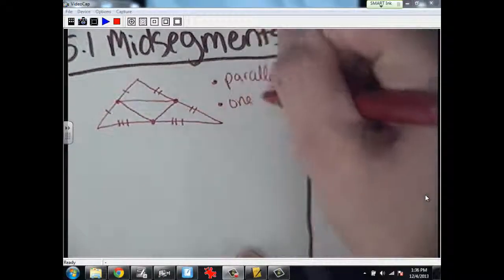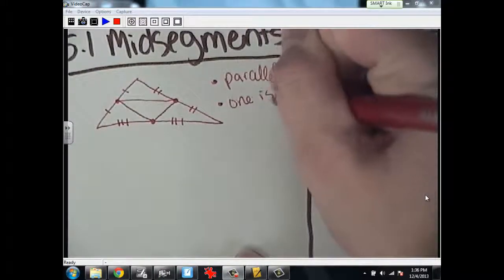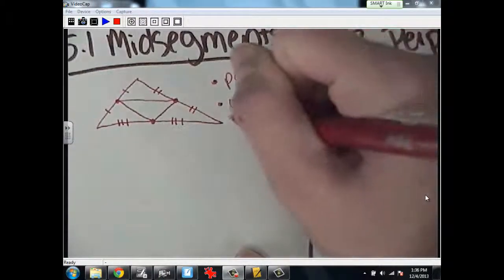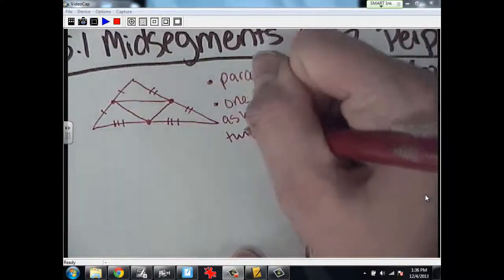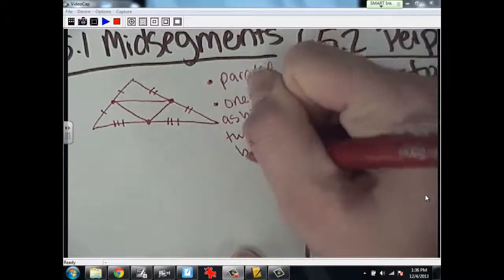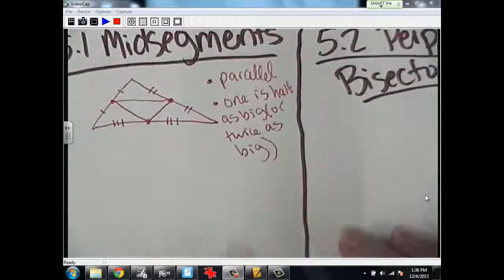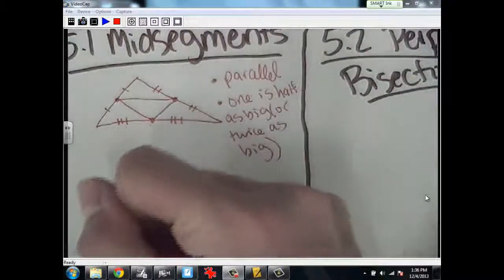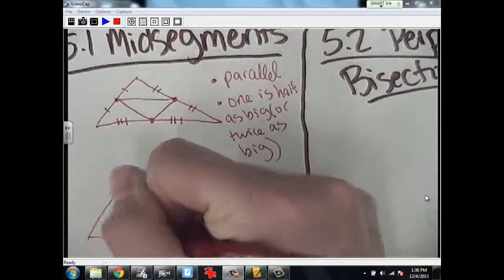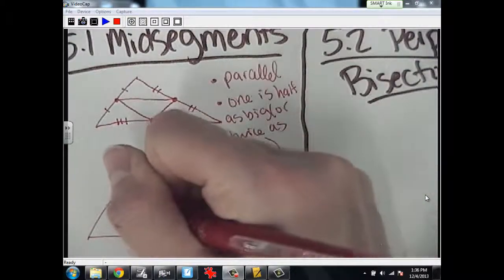one of them is half as big, or the other is twice as big. One is half as big, or the other is twice as big. So here's an example. You have a triangle. We sketch in our mid-segment.